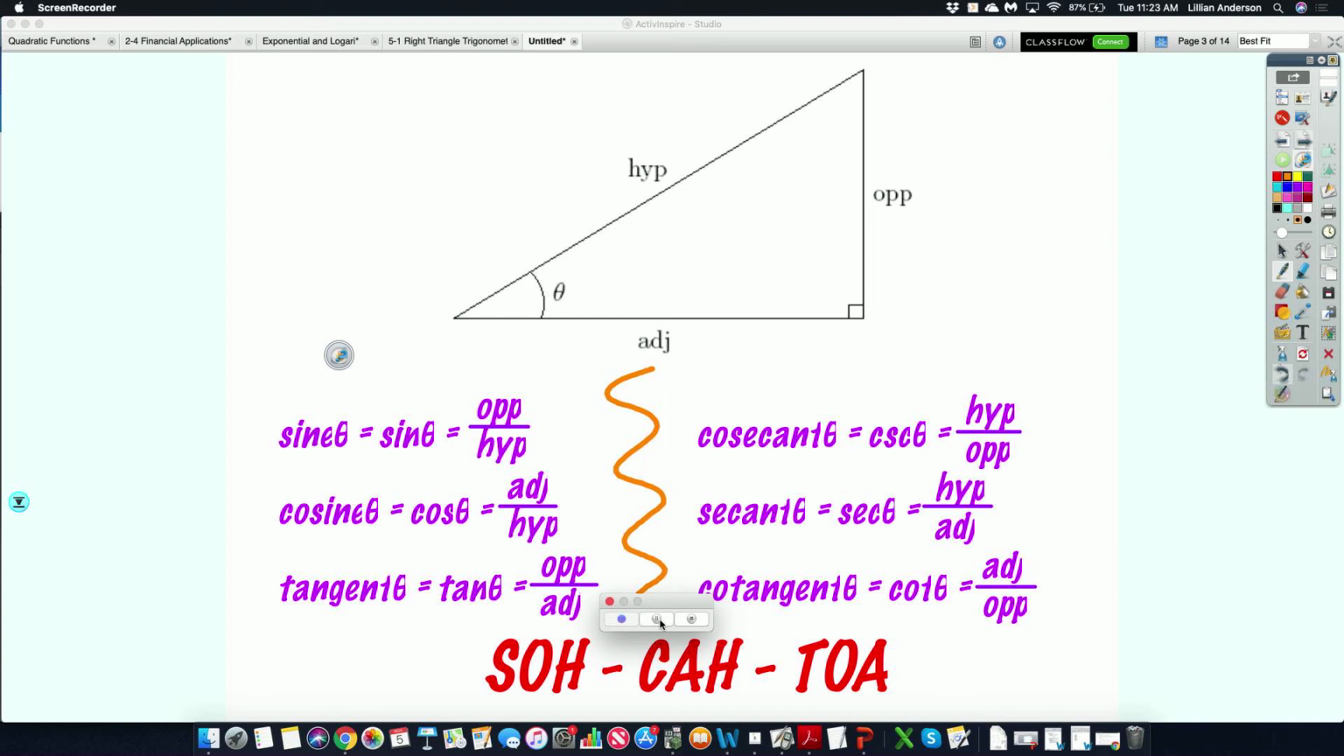Okay? Secant is the reciprocal of cosine. It is the flip of cosine, so it's hypotenuse over adjacent. And cotangent is the flip of tangent, adjacent over opposite. Okay? So let's look at some examples that are going to involve using SOHCAHTOA and the reciprocal trig functions, different types of problems, okay?